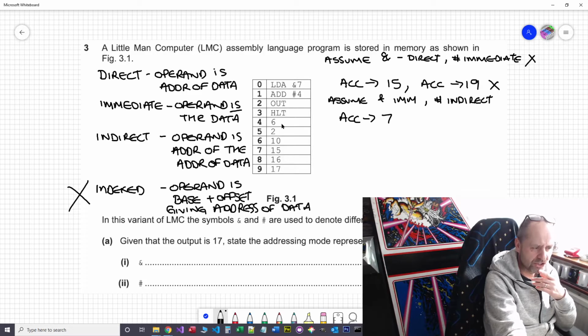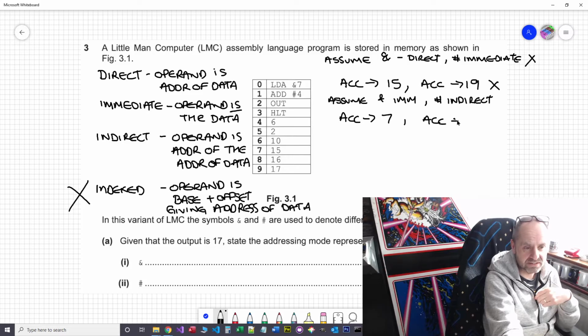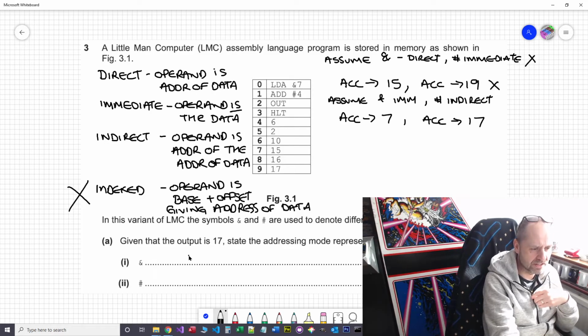4 has got a 6 in it. Because it's indirect, that is the address of the data. So the 6 is the address of the data. So let's go to 6. It's got a 10. So we're going to do add 10, which actually magically is the right answer. So we end up with 17. So actually what we're going to say for that, we're going to say that that is immediate addressing.